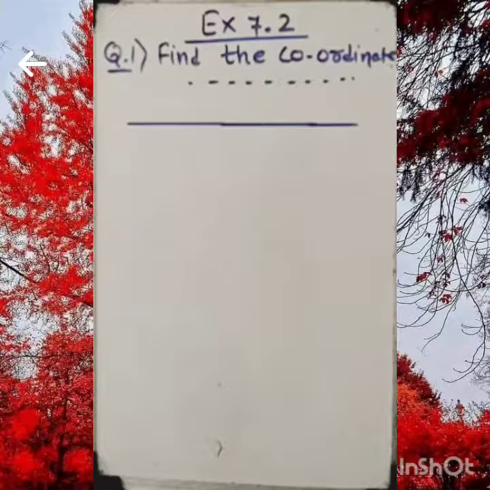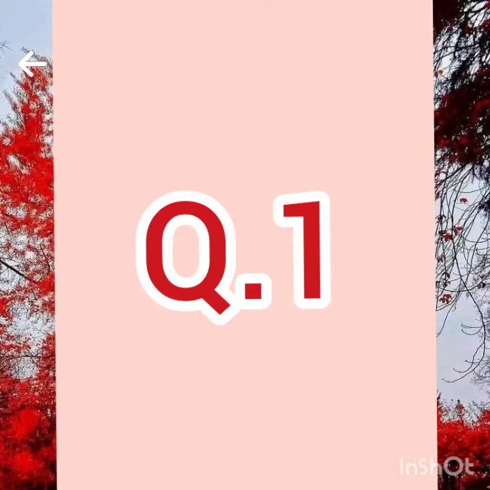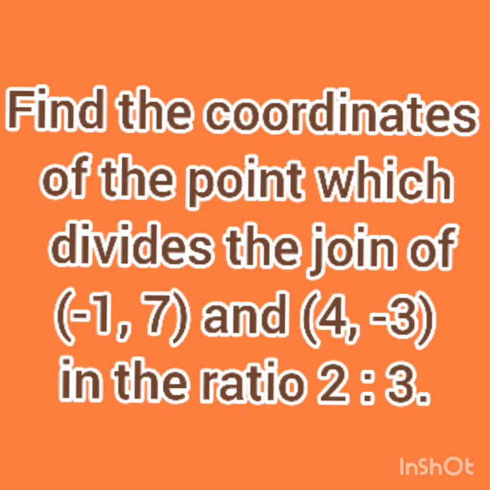Here exercise 7.2, question number 1 says: find the coordinates of the point which divides the line segment joining -1 comma 7 and 4 comma -3 in the ratio 2:3.